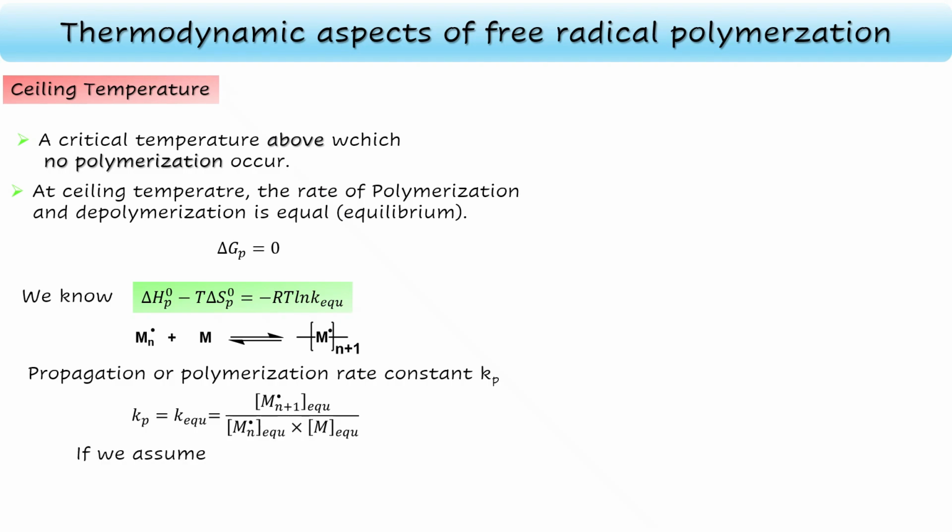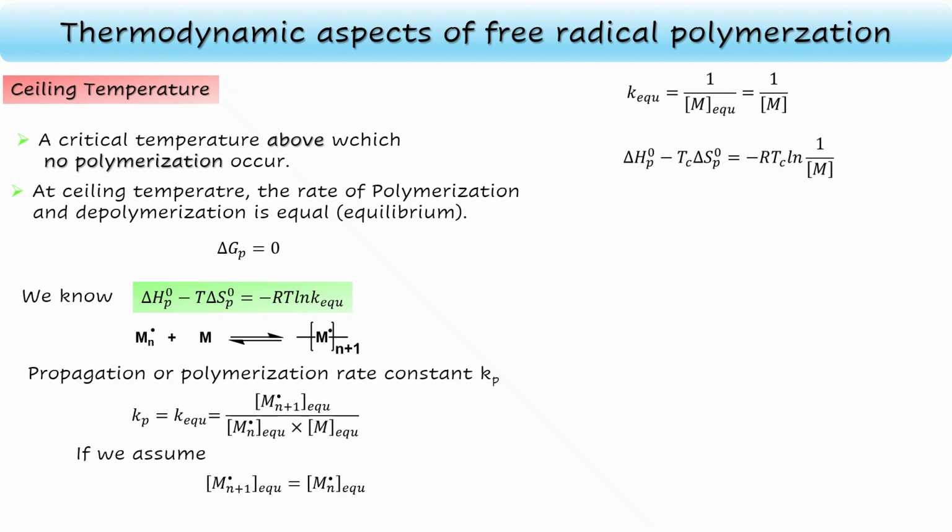If we assume Mn radical is equal to Mn plus 1 radical, then we can write K equilibrium is equal to 1 over concentration of monomer at equilibrium, or simply K equilibrium is equal to 1 over concentration of monomer. Placing the value of K equilibrium in the last expression, we get the expression delta Hp naught minus Tc delta Sp naught minus R Tc log 1 over concentration of monomer. On simplification, for ceiling temperature Tc, we get the following expression.